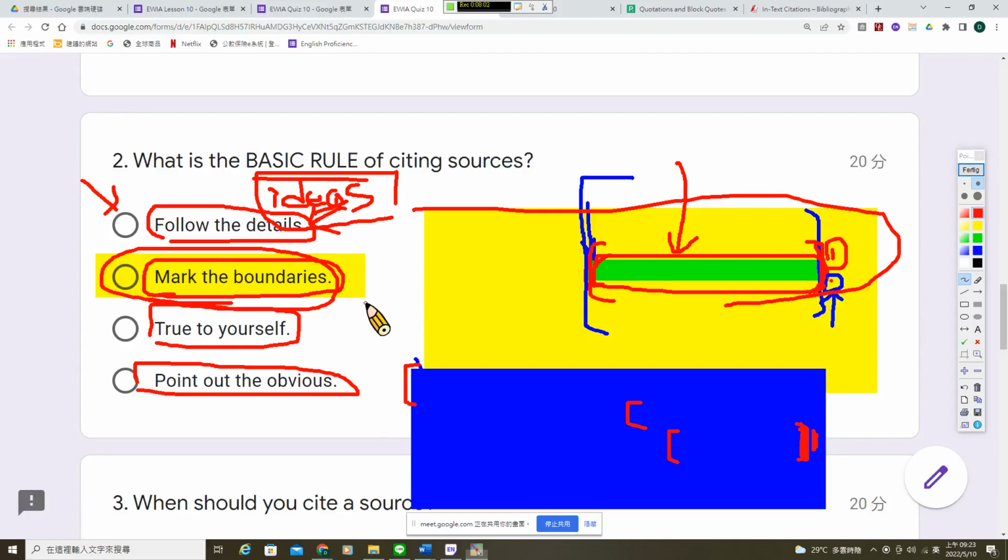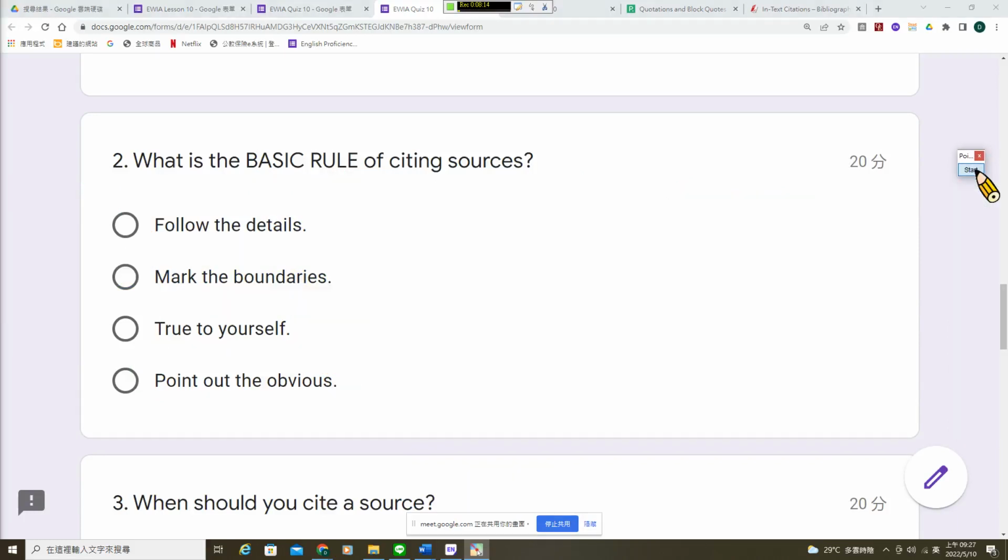Just like the sun rises from the east, then it is obvious. You do not have to cite. It's common sense, right? So you don't have to. Okay, so let's move to the next question.